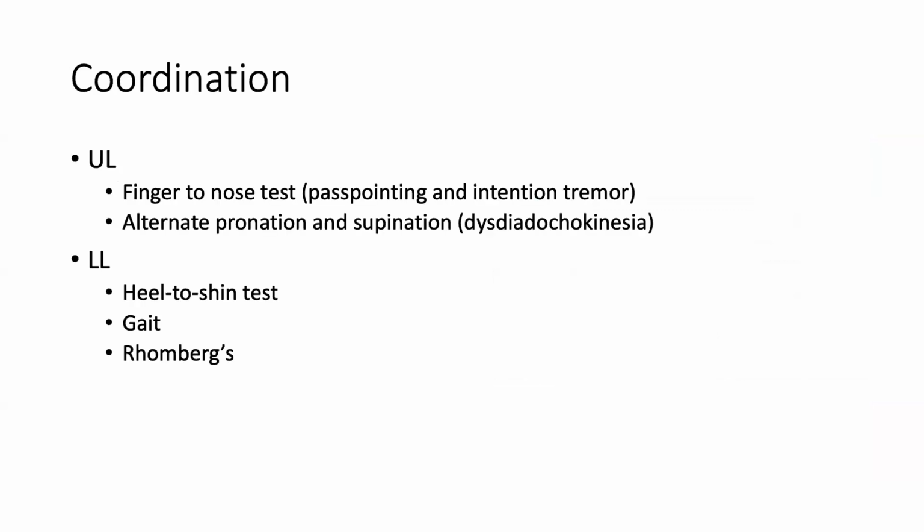So upper limb examination with coordination: your upper limb examination is finger to nose and alternate pronation and supination, and your lower limb exam is your heel to shin test, but you've already tested the coordination based on your gait and Romberg's already.